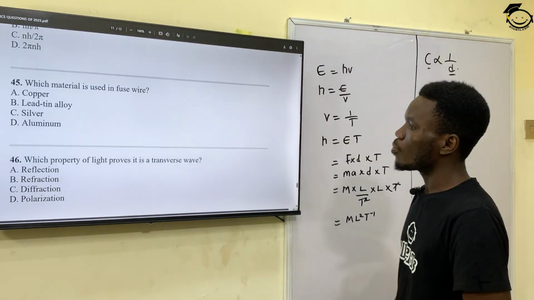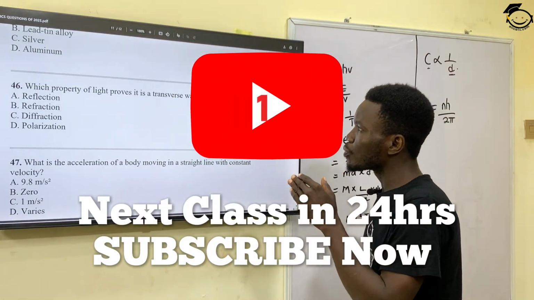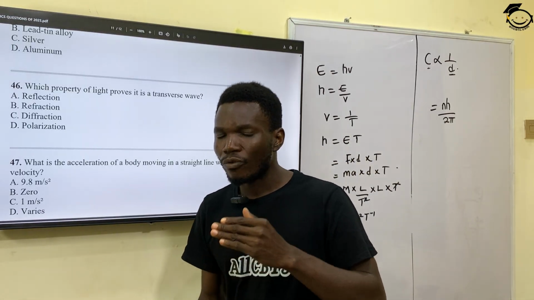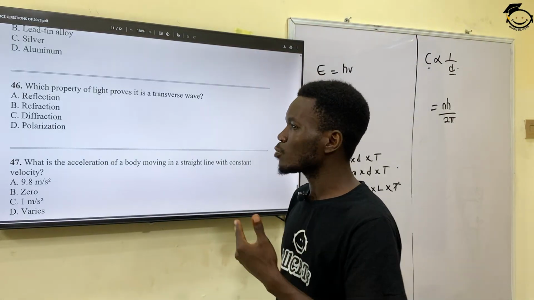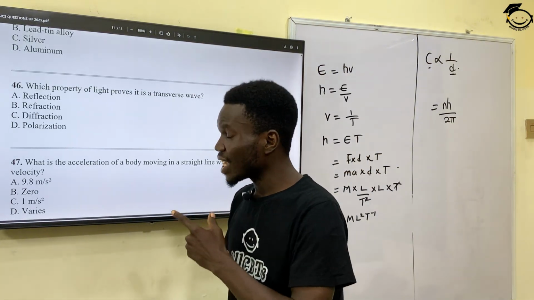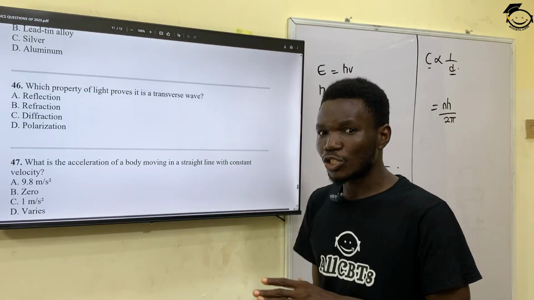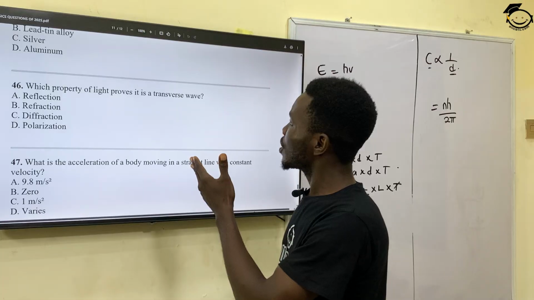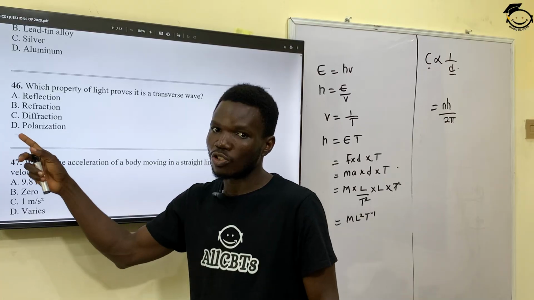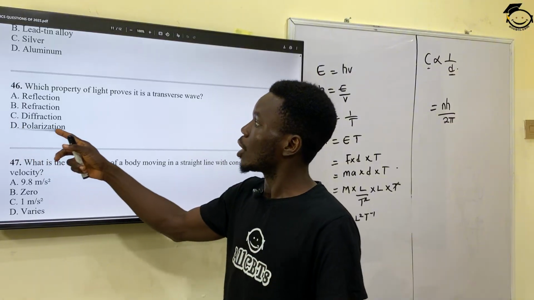So that takes us to question number 46, which says, which property of light proves it is a transverse wave? Now, there's a property of wave that distinguishes transverse wave from longitudinal wave, and that property of wave is polarization. Only transverse wave can be polarized. Longitudinal wave cannot be polarized. So in this question, the property of light that proves it is a transverse wave is polarization, which is option D. Light can be what? Plane polarized, which is option D, polarization.